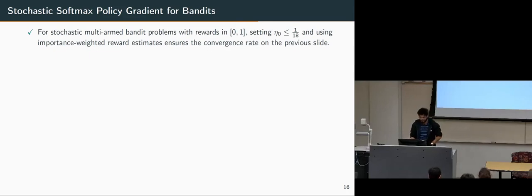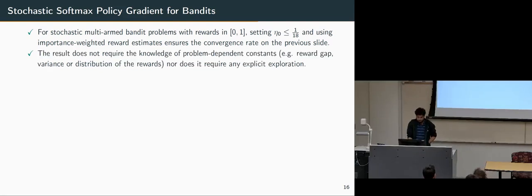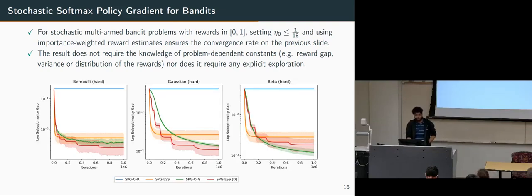Okay, last one. For the bandit problem, what are these constants? Actually, it turns out to be very easy. You just set eta 0, the starting step size, to be less than 1 over 18, use importance weighted reward estimates, and you converge. The result does not require any problem-dependent constants, no explicit exploration, and in practice, it works well, but not amazingly.